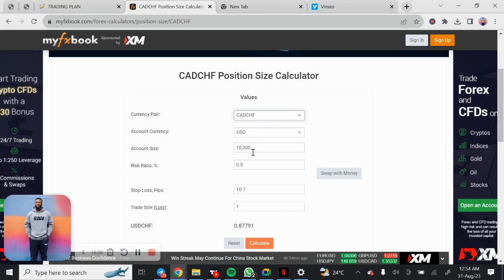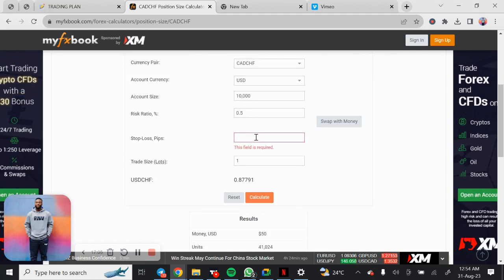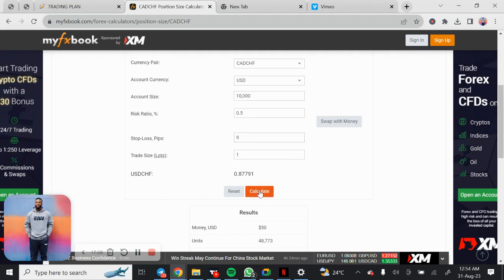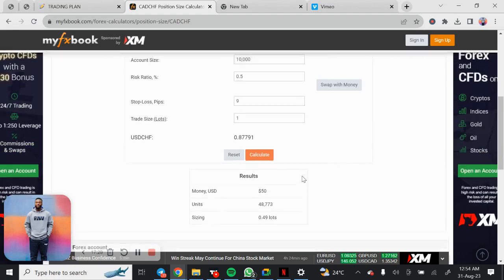it has all the pairs that you can never think of. So this is still the same account size, 10,000, risk 0.5%, and then the stop loss is 9 pips. If you use 0.49, you are going to risk $50 as well. If it goes in your favor, you are going to gain $250. But if it goes against you, you are losing $50. It is proper risk management.